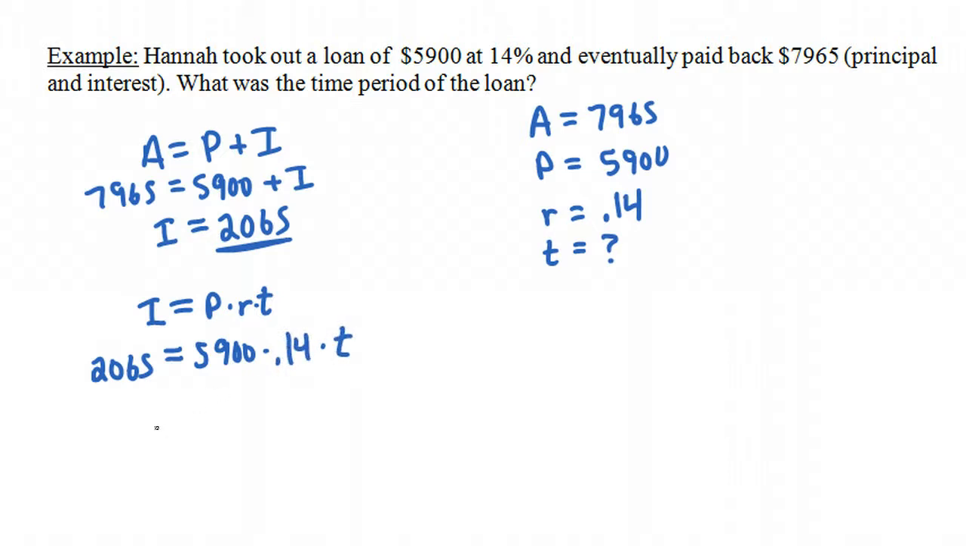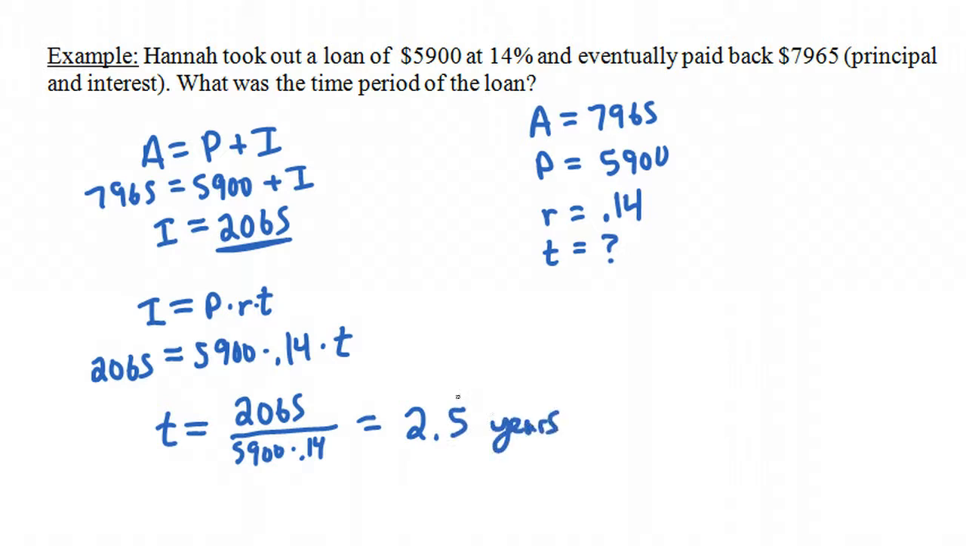Now to solve this for T, we would just divide both sides by 5,900 times 0.14. So we will get 2,065 divided by 5,900 times 0.14. I just did some algebra, dividing both sides of this equation by 5,900 times 0.14. Now, when I worked this out on the calculator, I got 2.5. So that means 2.5 years. That is the time period for the loan.